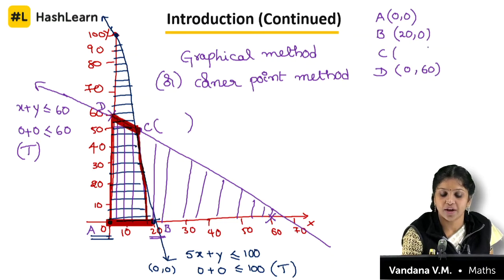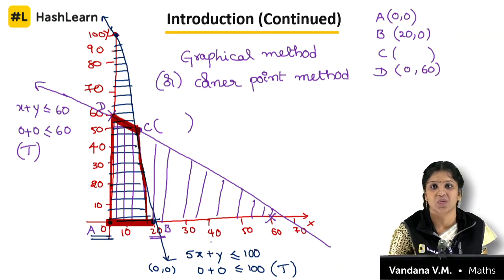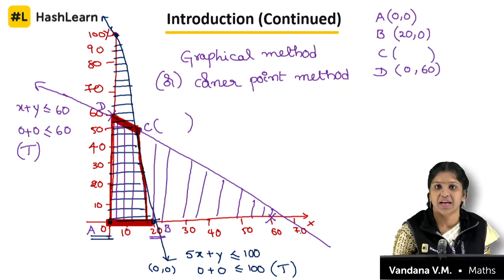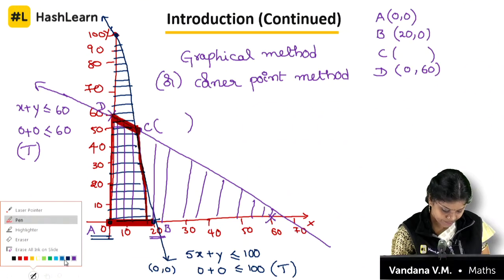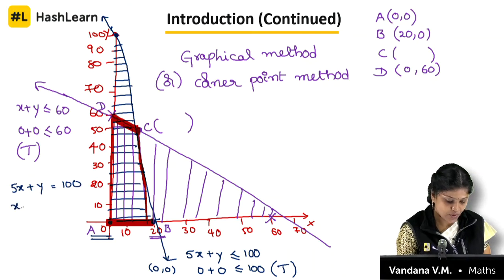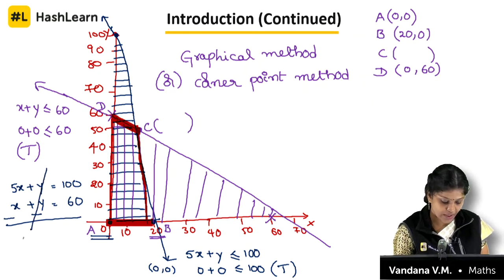How am I going to find the C value? It is very evident that it is where the two lines intersect, where the first line and the second line meet. Please solve this. The first equation is 5x plus y is equal to 100. The next one is x plus y is equal to 60. Subtract: these two y terms will cancel. 4x is equal to 40. x is equal to 10.